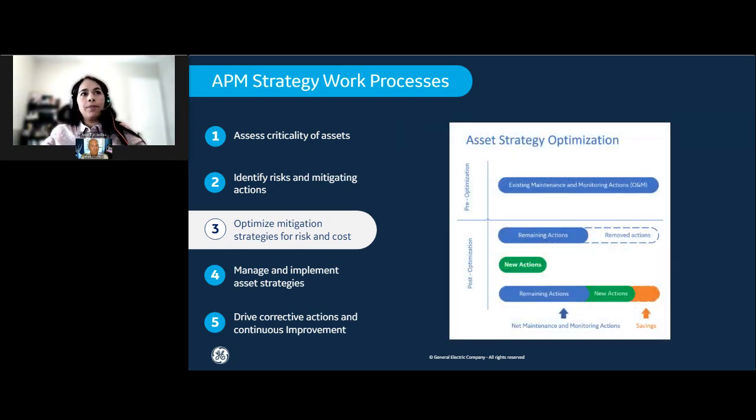In the next step, and basically before I jump to step four, in the asset strategy optimization, in the pre-optimization, before you decide to remove or add a new action, you have the existing maintenance strategy or plan that you will apply for your asset. Then when you start to optimize your plan and you start seeing the balance between your risk and your cost for your actions, maybe you decide to remove some actions, maybe you decide to add new actions, and at the end of this exercise, you will have a strategy that is updated and applicable for your business.